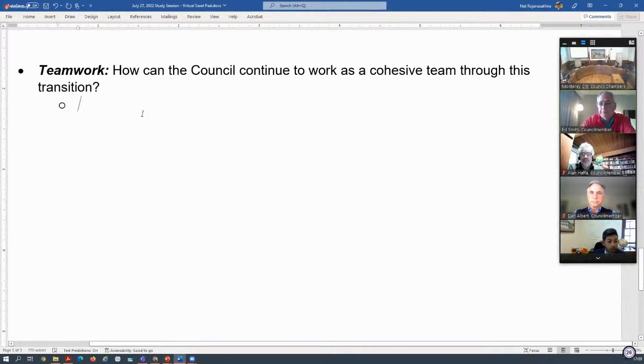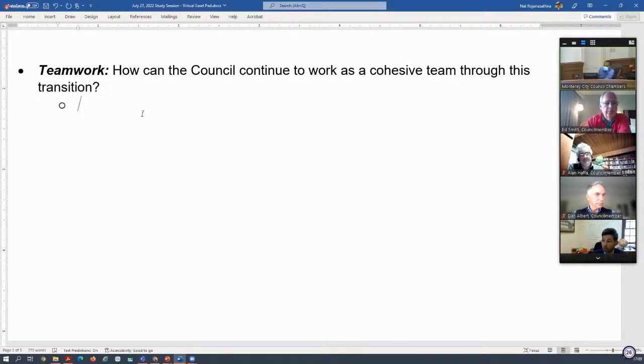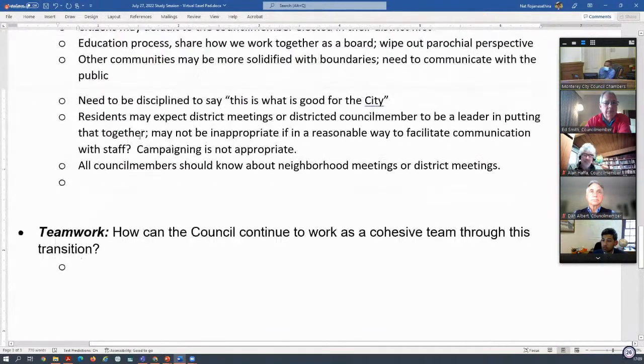And Vice Mayor Smith, would it be okay to move to the next question? I don't see any other hands. If I could just add to the last one. Yes, Tyler, go ahead.